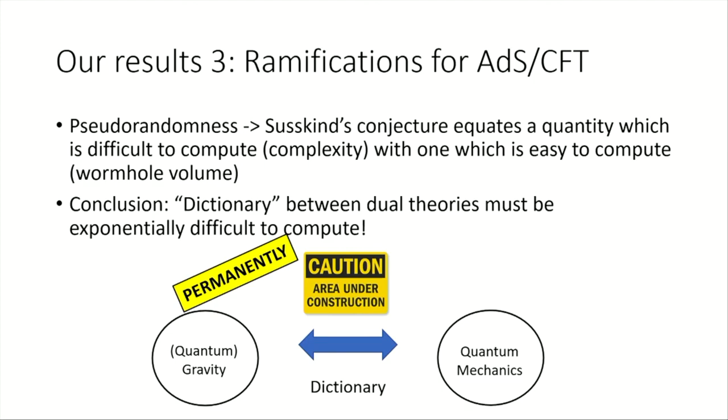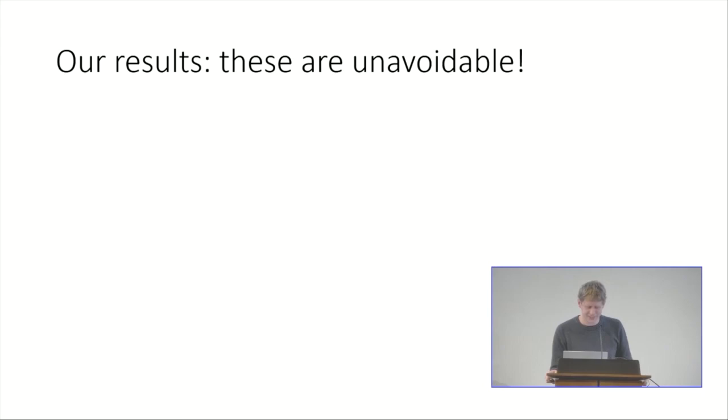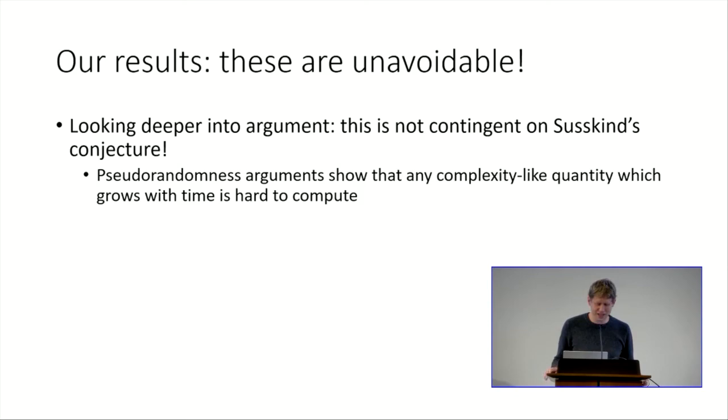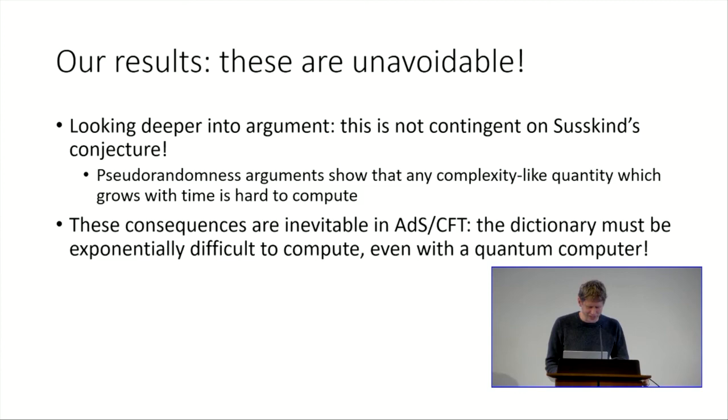Finally, our final result is to show that these conclusions are unavoidable in the theory. If you look deeper into the argument, you will realize that our results are not contingent on Susskind's conjecture, but actually apply to any resolution of this wormhole growth paradox. This is basically because the pseudo-randomness arguments are very powerful. They show that any complexity-like quantity that could be the dual is difficult to compute. So this is an inevitable feature of AdS/CFT.